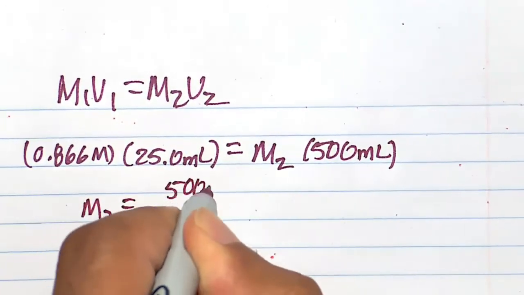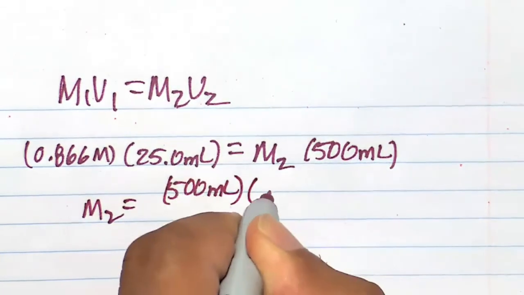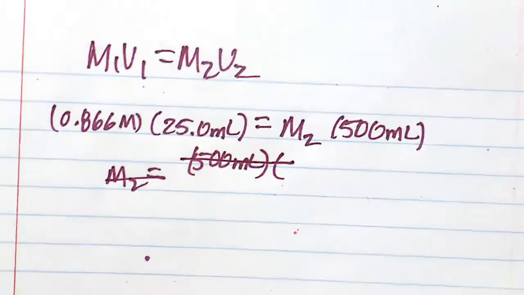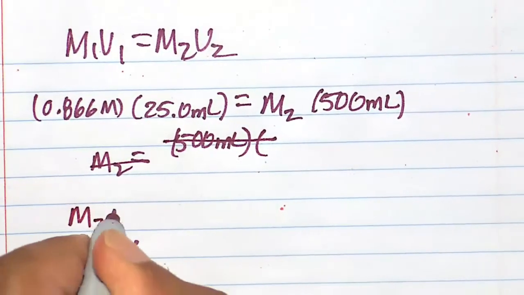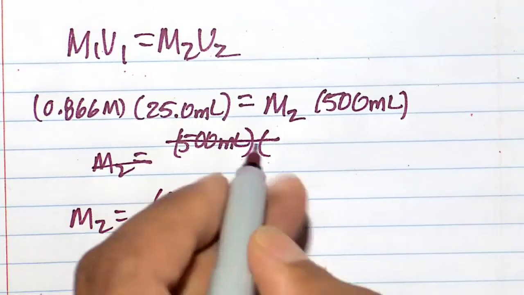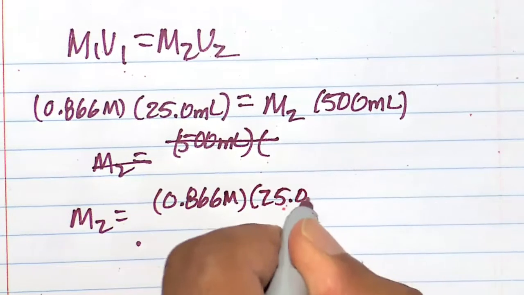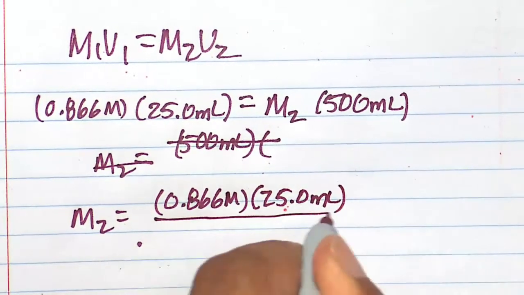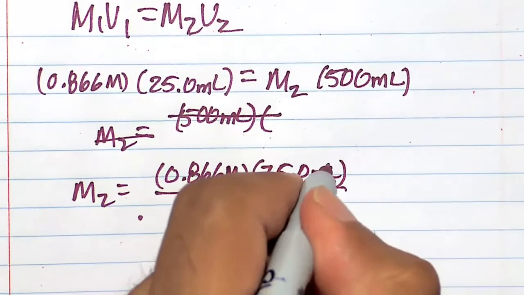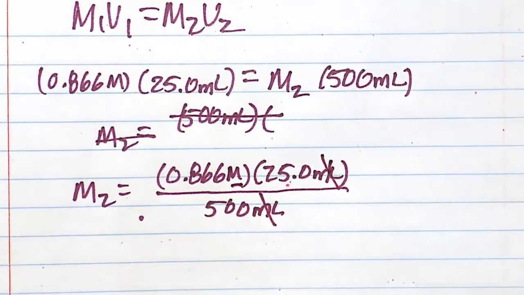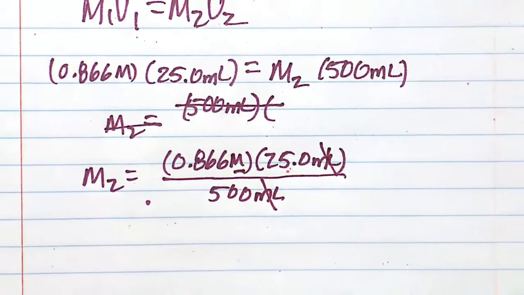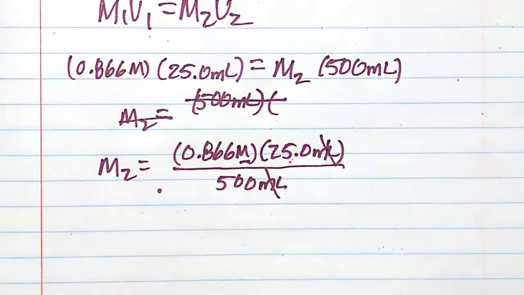One thing I want to tell you is when we solve it, our units should be intact. So to solve for M2, it's going to be 0.866 M, big M, which is moles per liter, times 25 ml, all of that divided by 500 ml. Our units should be intact, meaning the ml cancel. I'm left with big M, which is units of concentration. So 0.866 times 25 divided by 500.